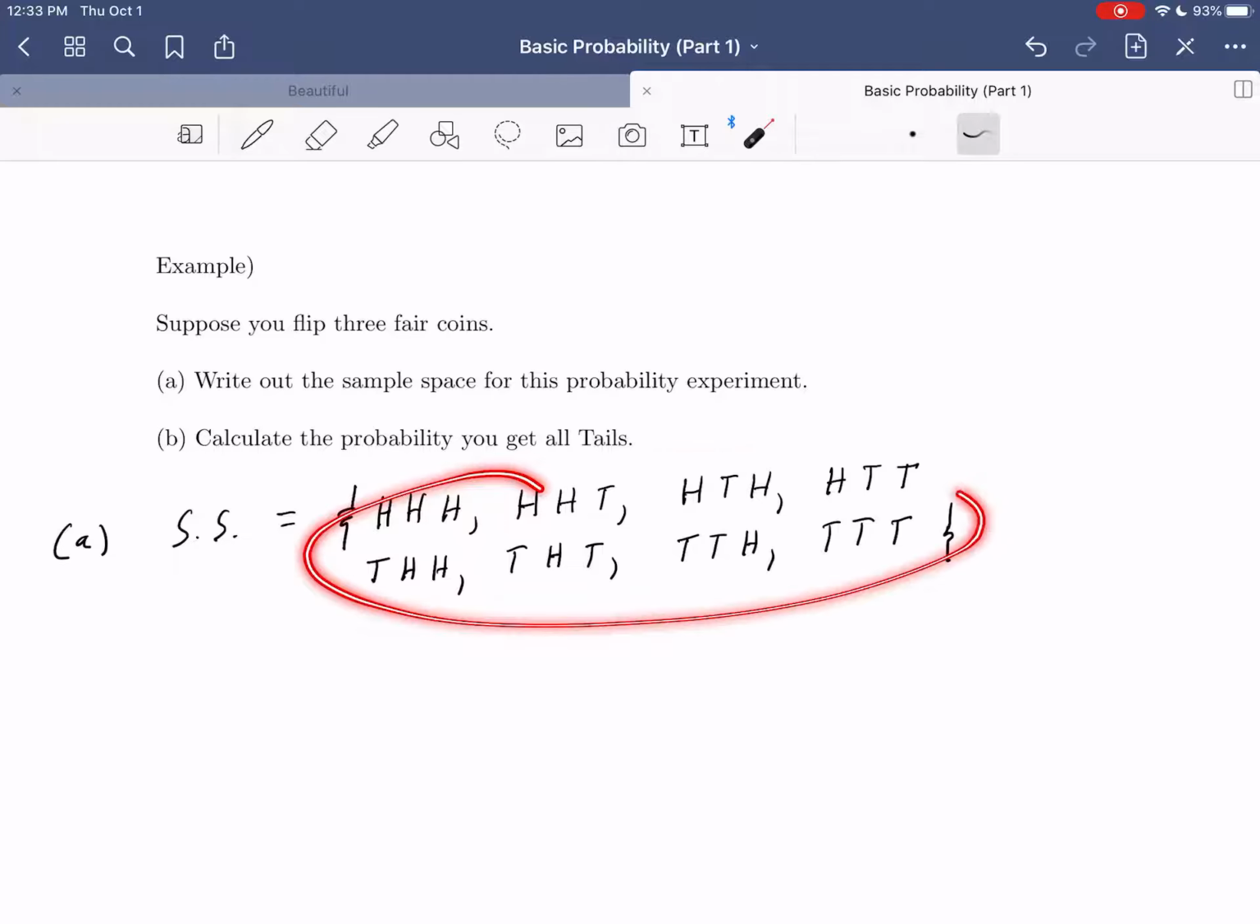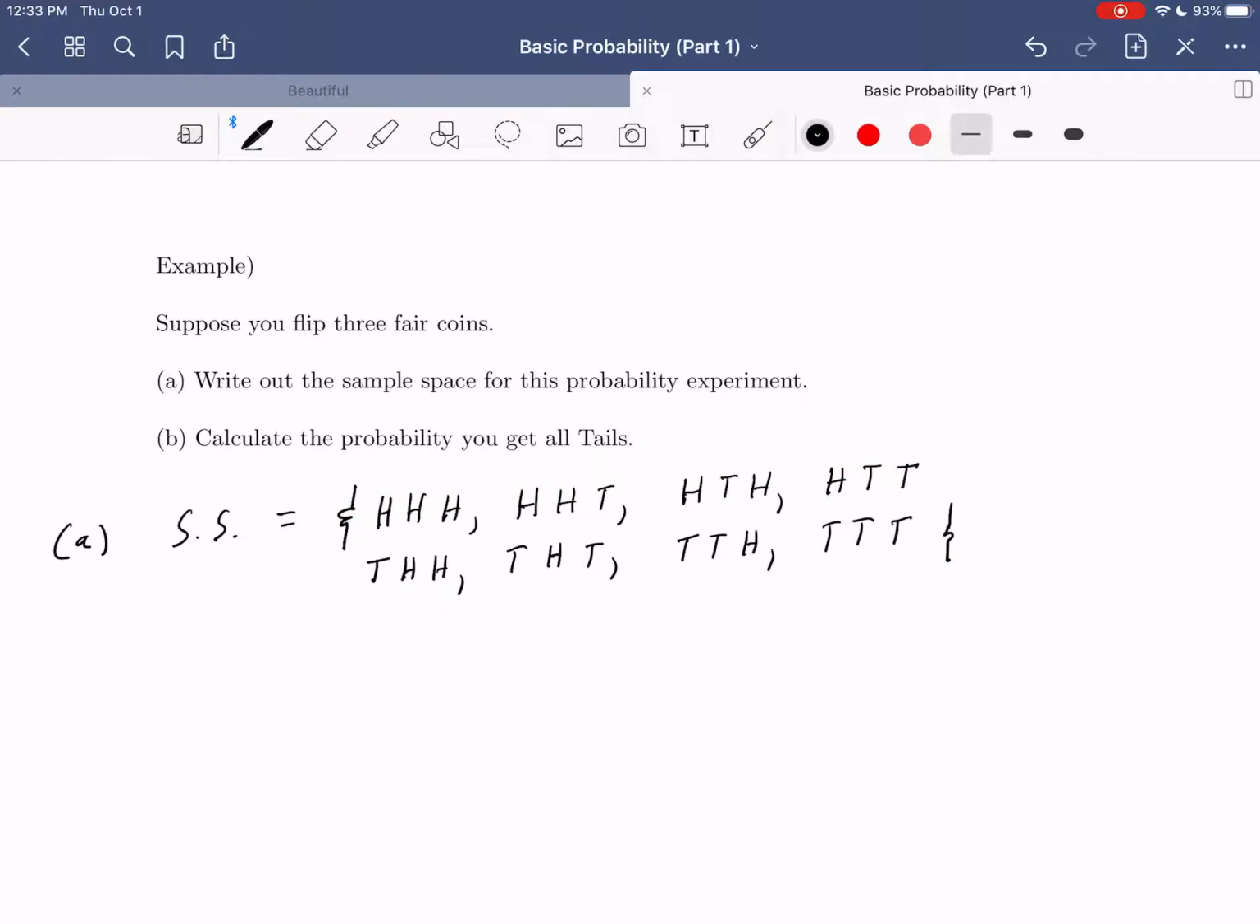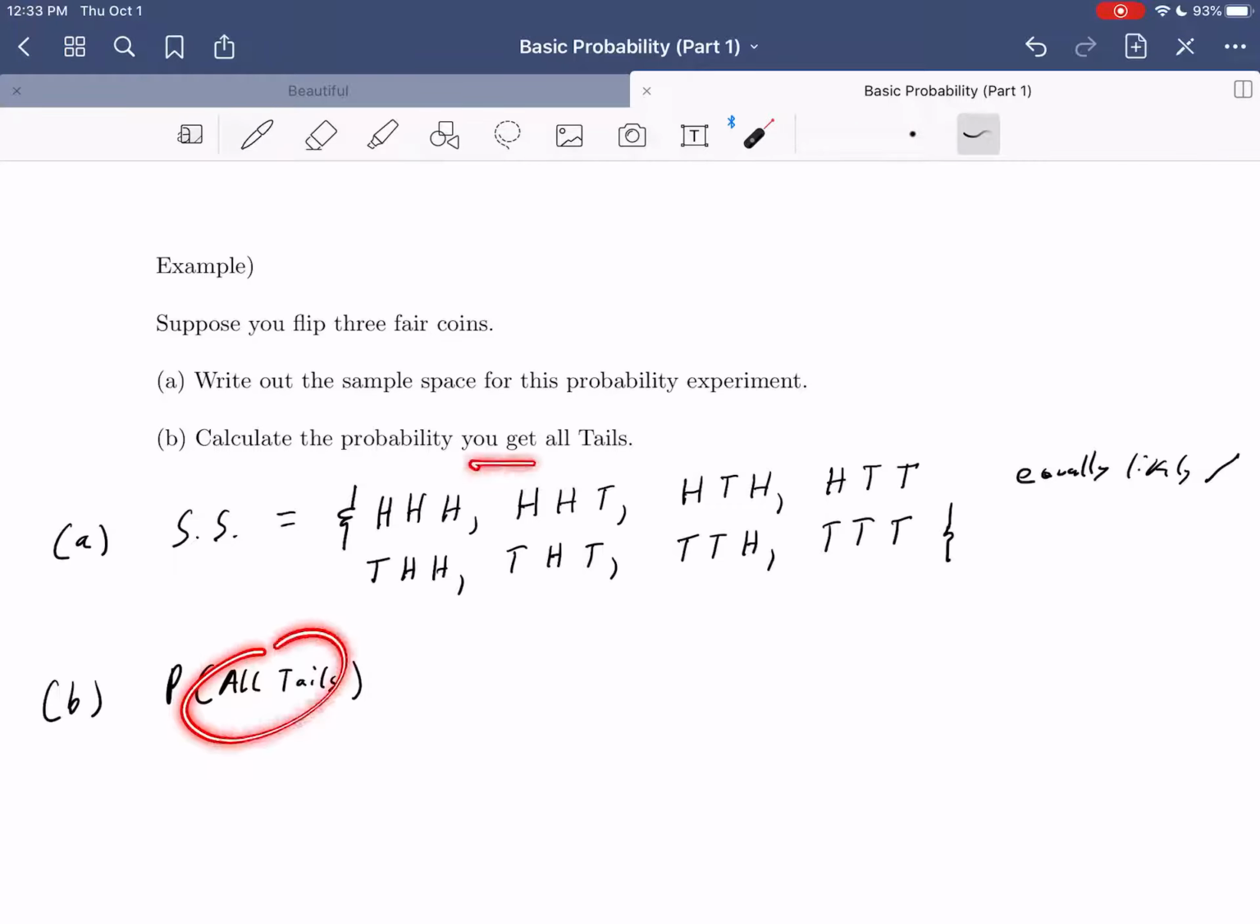All right. Are these all equally likely? For sure, right? It's just saying what happens on each coin, so they're going to be all equally likely. So we can go ahead and calculate our probability. We want the probability that we get all tails, so probability all tails. Again, this is our event of interest. So how many of these show up where they are all tails? It would just be this one here, only one of them. The one where it's tails, tails, and tails.